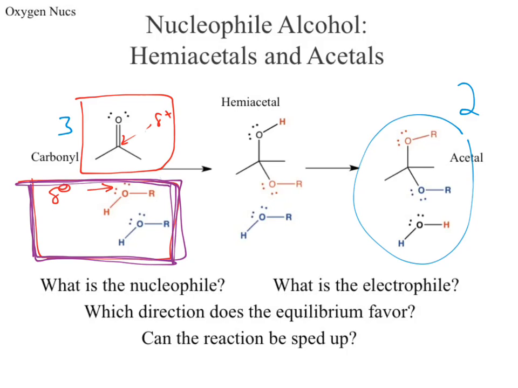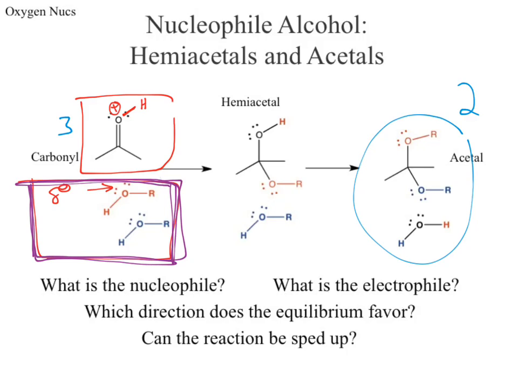Put a hydrogen on the oxygen. What happens if I add a hydrogen to the oxygen? Now the oxygen becomes positive. Is that the electrophile now? Why is the positive carbon not the electrophile? I thought electrophiles were positive.